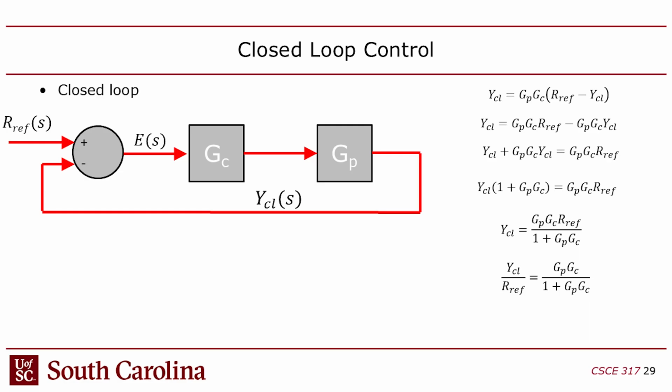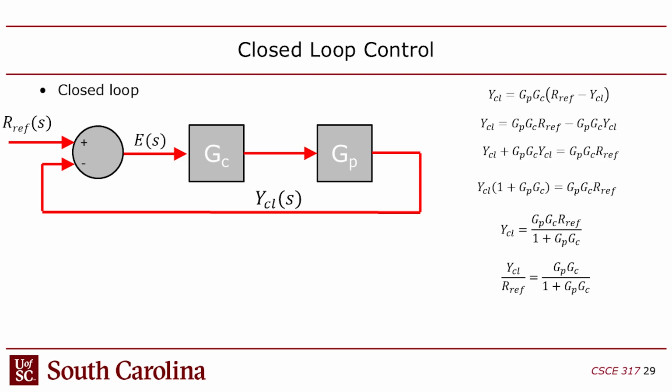Okay, then let's see. You distribute these here. You bring this guy over to the left-hand side of the equation. You factor out YCL here. And then you divide both sides of the equation by 1 plus GPGC, so you have this. And then you divide both sides of the equation by RRef. You guys with me? So you end up with YCL over RRef.